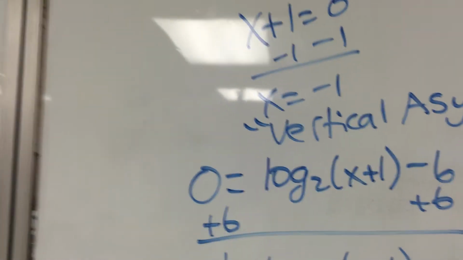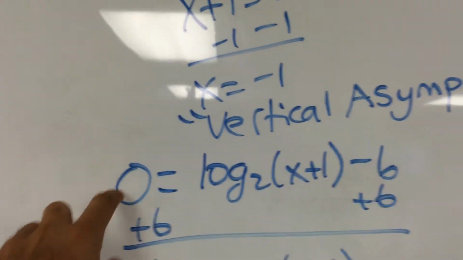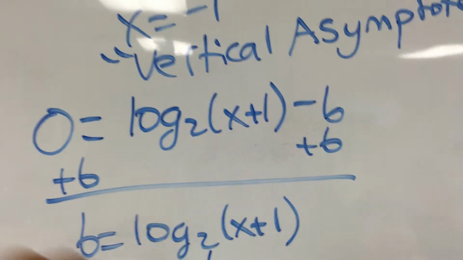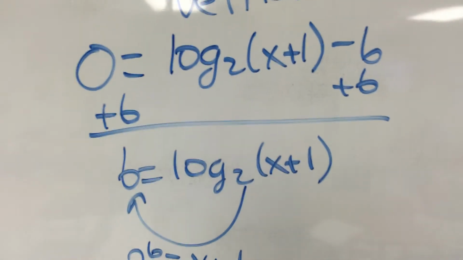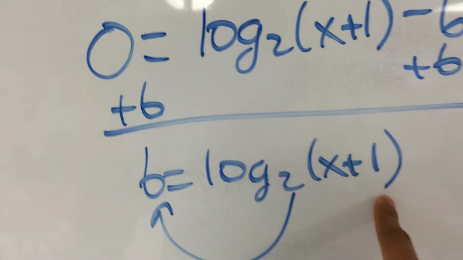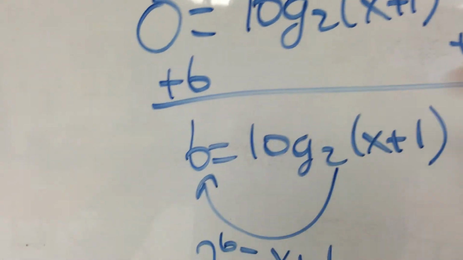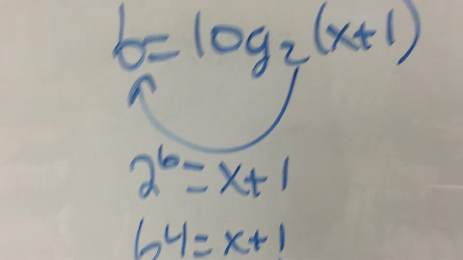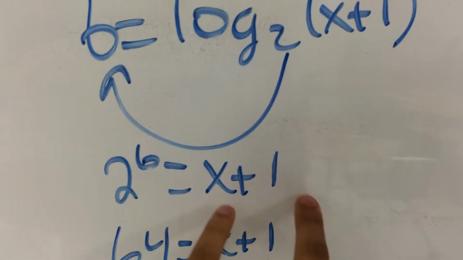Next thing I'm going to do is find the x-intercept. Plug in 0 for y. Absolute value bars can be dropped here because 0 is neither positive nor negative. Add 6 to both sides. 6 equals log base 2 of x plus 1. 2 raised to the 6th power. Remember, the base raised to the power equals the argument.